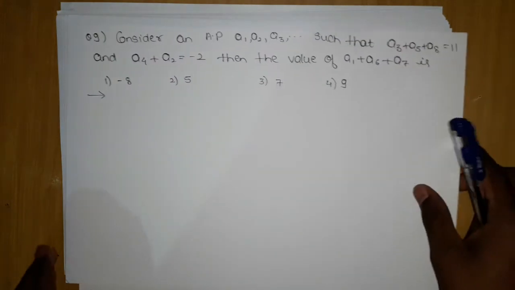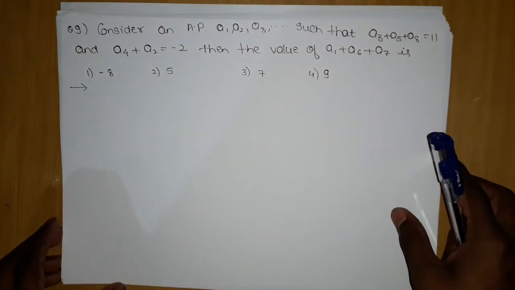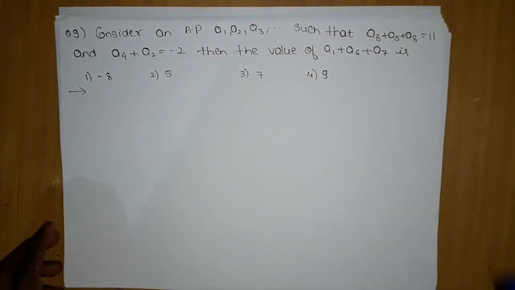The next question is as follows. Consider an AP a1, a2, a3 and so on, such that a3 + a5 + a8 = 11, a4 + a2 = -2, and then the value of a1 + a6 + a7 is what?